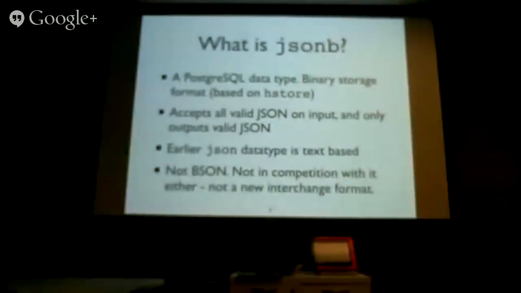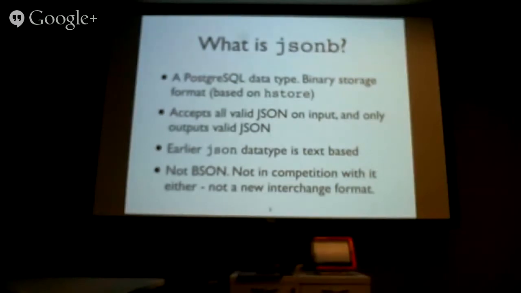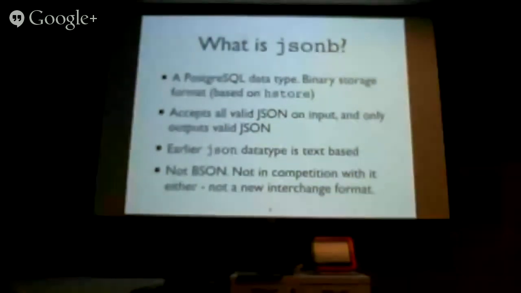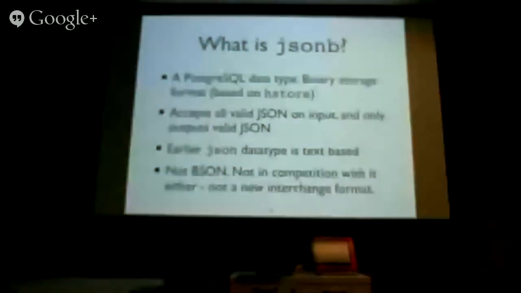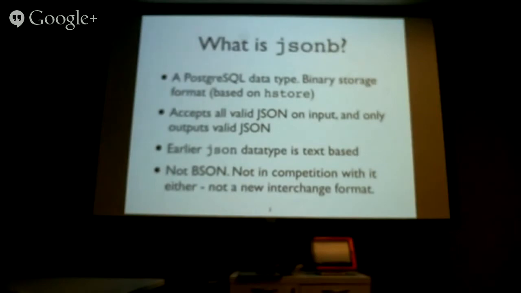MongoDB's BSON. It is purely a new PostgreSQL type, which is to say it will only ever accept as input valid JSON and it will never output invalid JSON. And there's of course an earlier JSON data type ever since 9.2, but it's important to realize that the JSONB type is distinct from the JSON type. We don't have a binary interchange format, which I thought was kind of an oxymoron. So this is text in, text out.